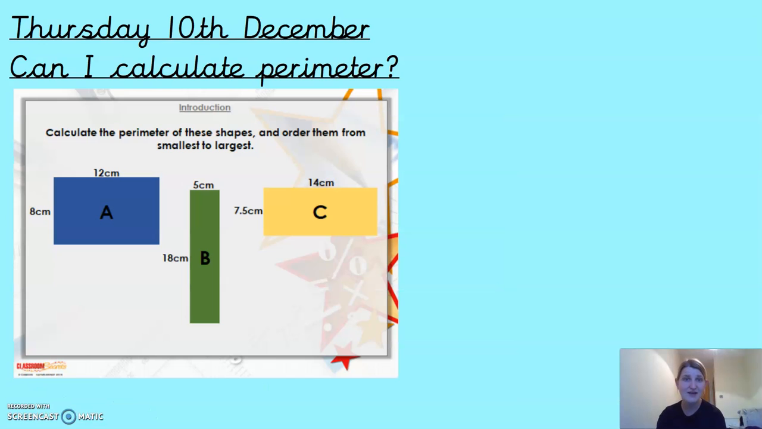I'd now like you to have a go at finding the perimeter of each of these 3 shapes. And then once you've done that, order them from largest to smallest. So you can pause me and come back and you can check your answer.